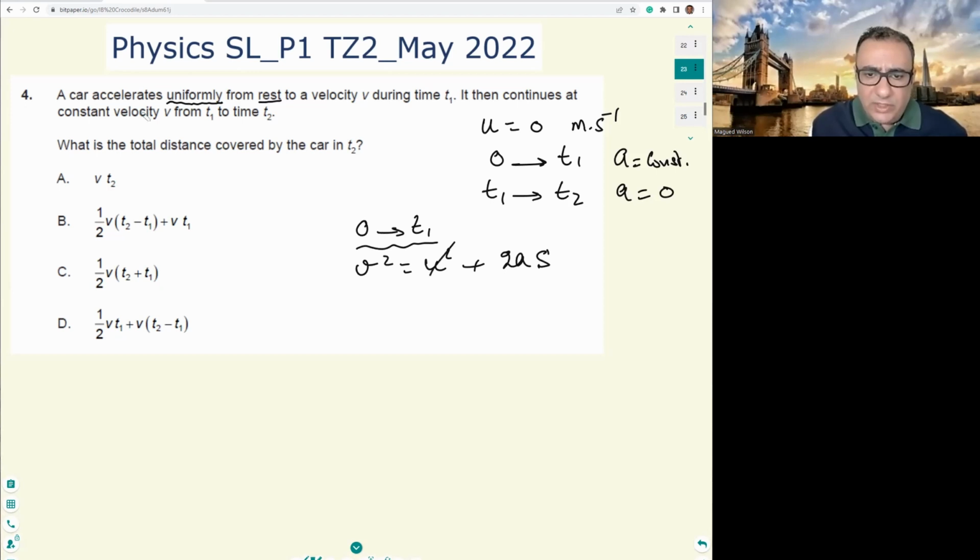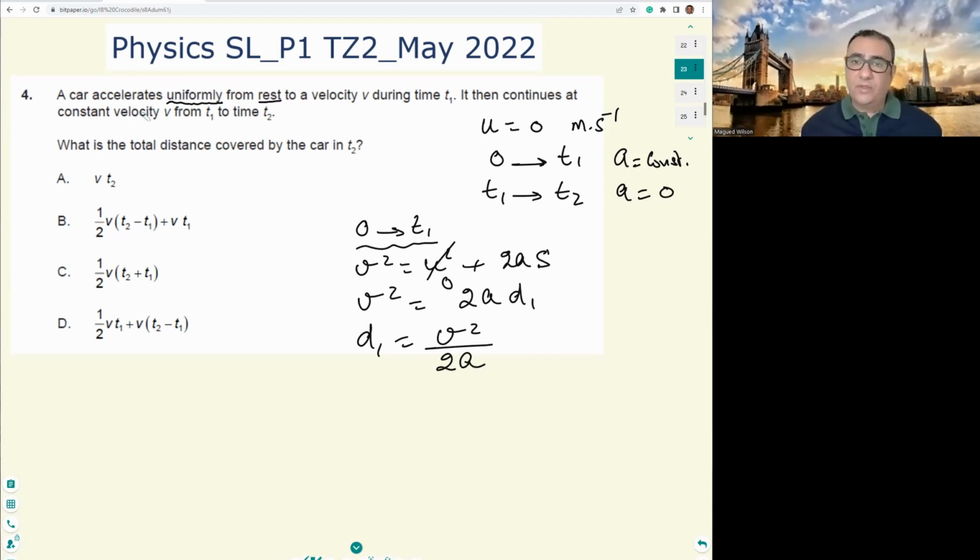u is 0 anyway from rest, and then to a velocity v, so the final velocity we call v. So v squared is going to be 2as, where I call s d1. If I would like to make d1 the subject, d1 is going to be v squared divided by 2a. So d1 equals v squared over 2a, and we call this equation 1.